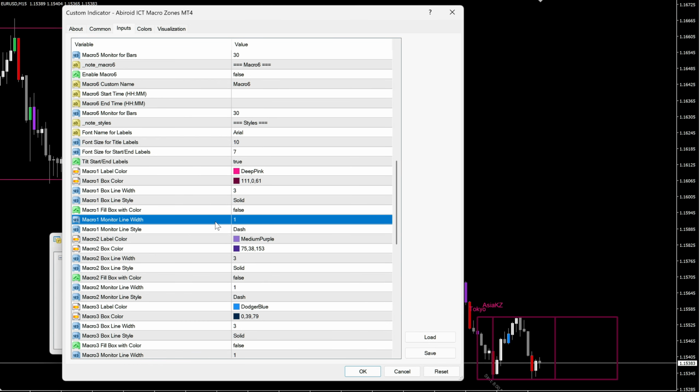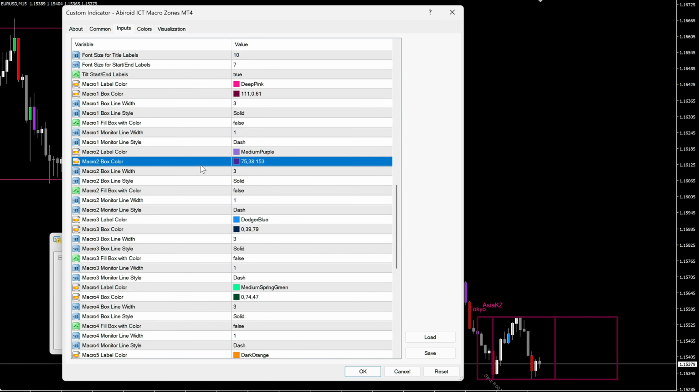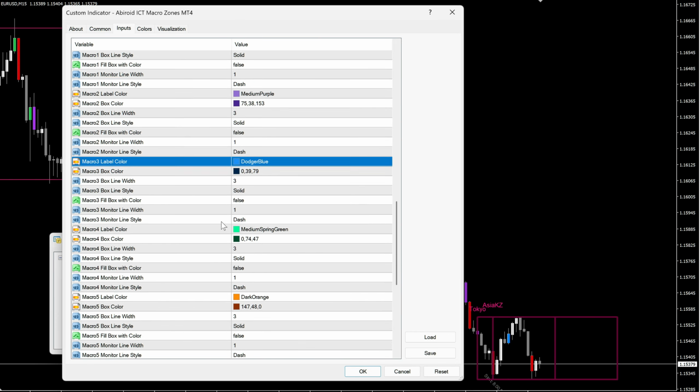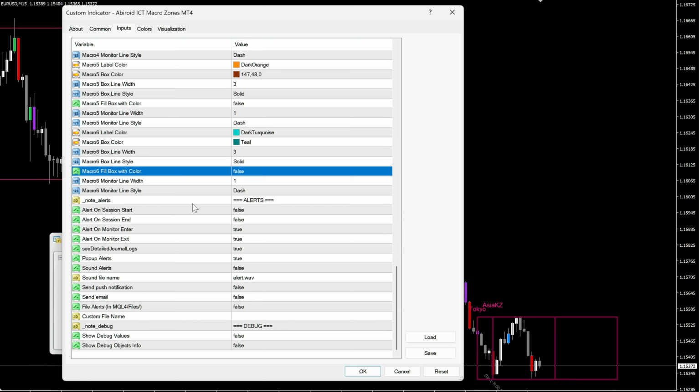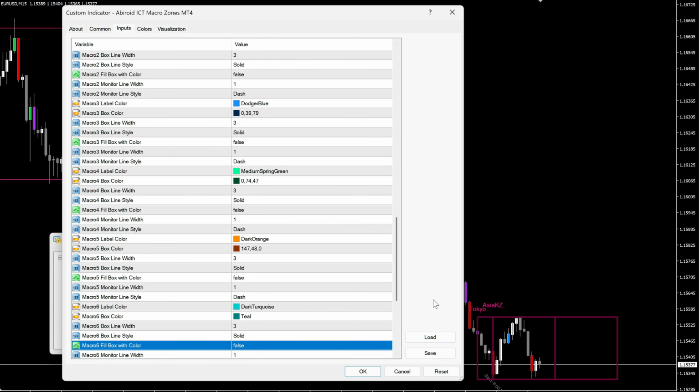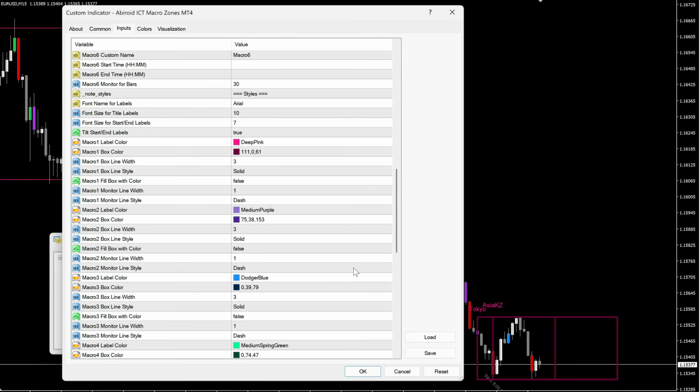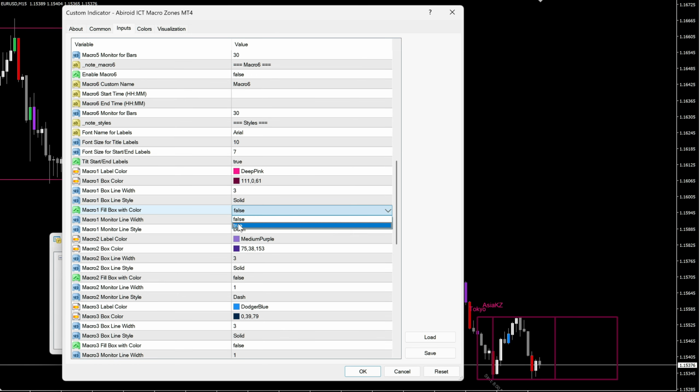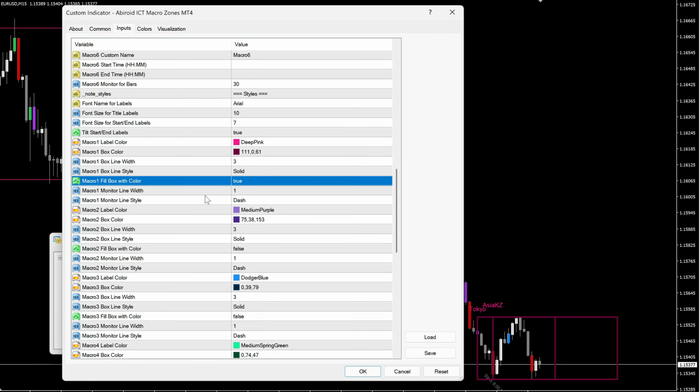So for the monitor lines, most of the time I just have 1, and then this will be the next macro box and the next macro box and so on. And I've kept the fill box with color to false so that you can easily see all of these bars. Because if you set the fill box to true, let me set macro 1.